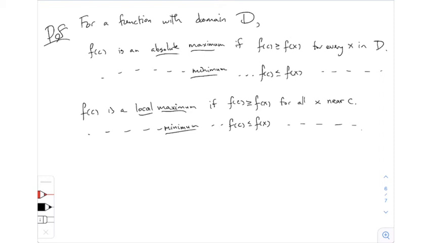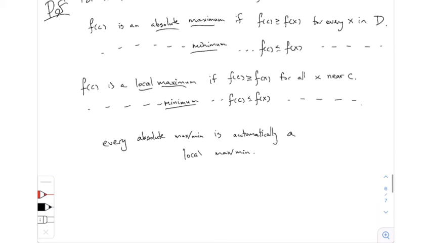Automatically, if you believe this definition, it means that every absolute maximum or minimum is automatically a local maximum or minimum. If it's absolute, it's bigger than everything, so automatically it is bigger than all the nearby ones. So every absolute maximum is a local maximum, but the other way is not necessarily true. There can be a local maximum that is not an absolute maximum. All right. This is just more terminology here.